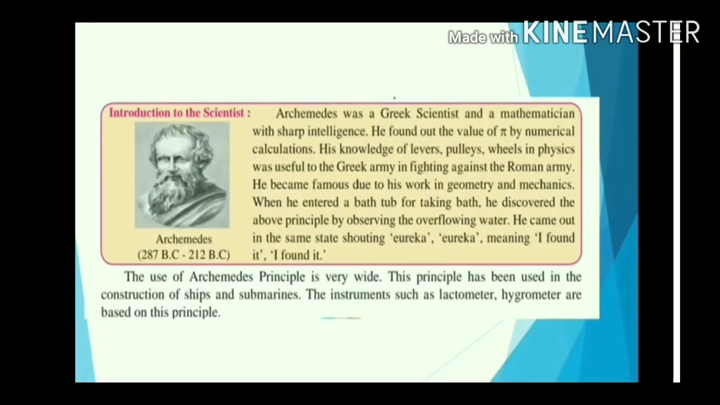Introduction to the scientist. Archimedes was a Greek scientist and a mathematician with sharp intelligence. He found out the value of pi by numerical calculations. His knowledge of levers, pulleys, wheels in physics was useful to the Greek army in fighting against the Roman army. He became famous due to his work in geometry and mechanics. When he entered a bathtub for taking a bath, he discovered the above principle by observing the overflowing water. He came out in the same state, shouting, Eureka, Eureka, meaning, I found it, I found it.